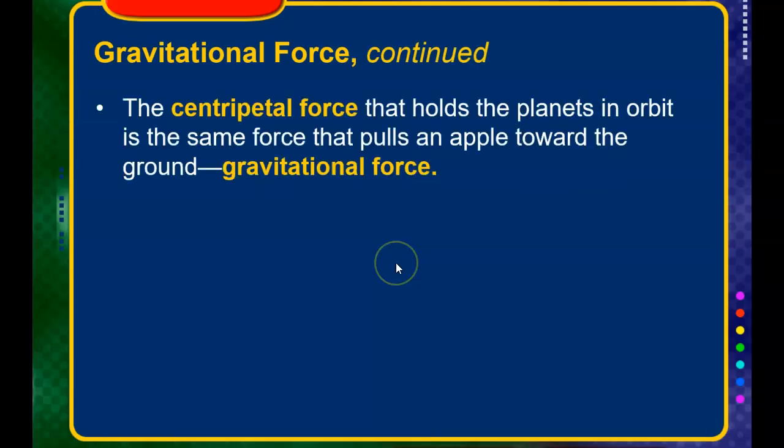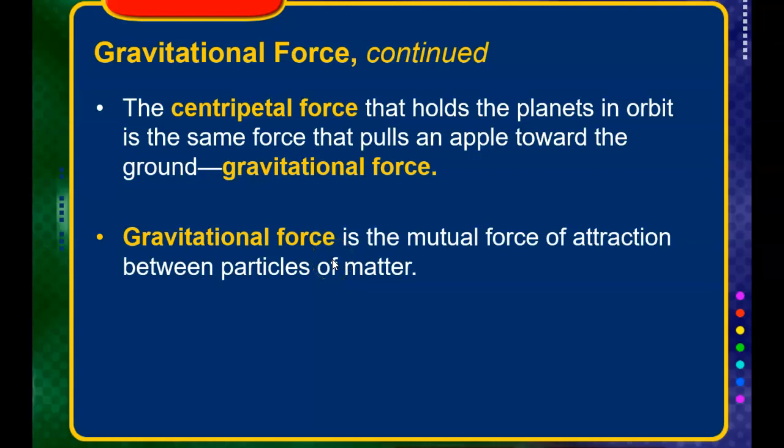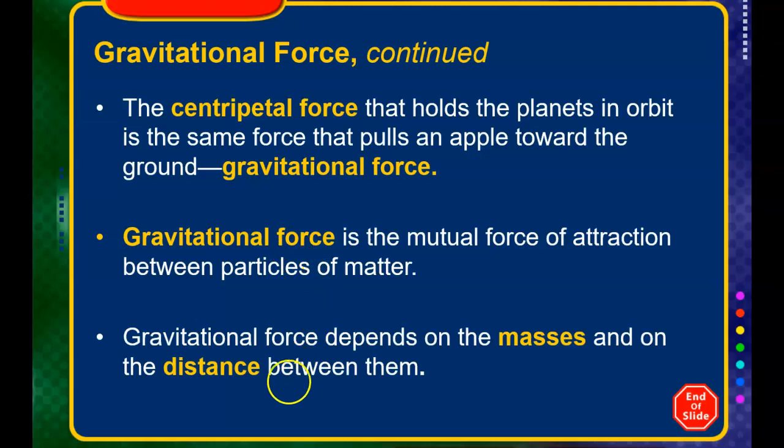The centripetal force that holds a planet in orbit is the same force that pulls an apple towards the ground or keeps a spinning object on a string. It's a gravitational force. Gravitational force is the mutual force of attraction between particles of matter. It acts between all objects over a distance. You don't have to touch to have gravitational force acting. Gravitational force depends on the masses of the two objects and the distance between them. But the force acting on one is equal to that on the other, due to Newton's third law of motion.